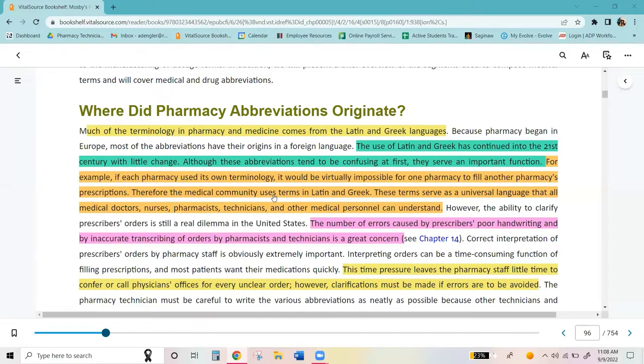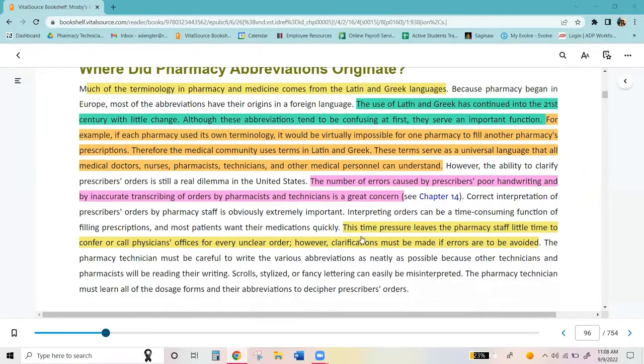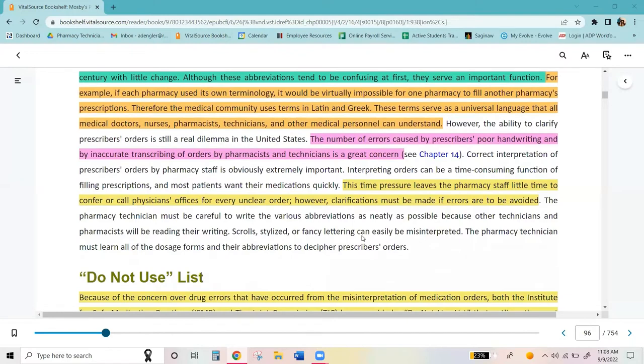These terms serve as a universal language that all medical doctors, nurses, pharmacists, technicians, and any other medical personnel can understand. However, the ability to clarify prescribers' orders is still a real dilemma in the United States. The number of errors caused by prescribers' poor handwriting and by inaccurate transcribing of orders by pharmacists and technicians is a great concern. Correct interpretation of prescribers' orders by the pharmacy staff is obviously extremely important.